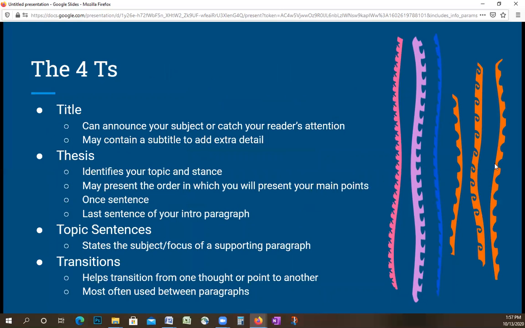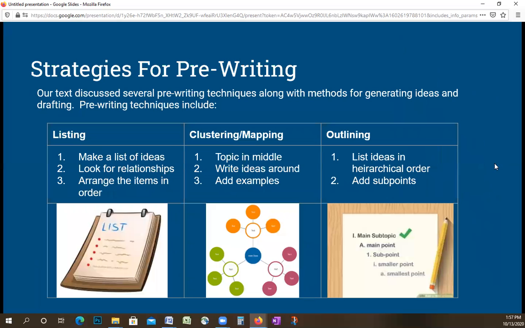So, what are the 4 T's that I mentioned? They are title, thesis, topic sentences, and transitions. So, if we think back to what we were just talking about in terms of the pre-writing strategies, we can start to see how we would have our main topic. Then we would have ideas for each of our supporting paragraphs that would become the topic sentences. We'd have our transitions that help to relate the ideas between our topics for our readers, and then we have our title.